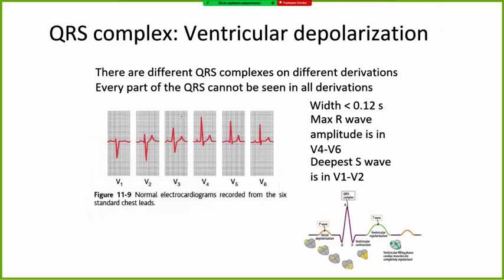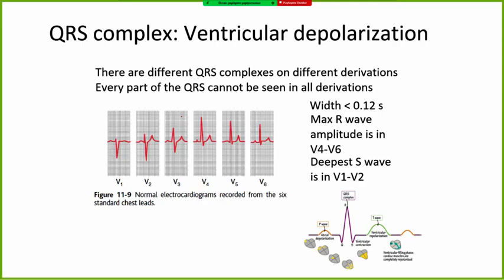The QRS complex is the ventricular depolarization, and there are different QRS complexes on different derivations, meaning different recordings, because derivation means different ways to record ECG with different placement of the positive electrode. QRS width should be less than 0.12 seconds.